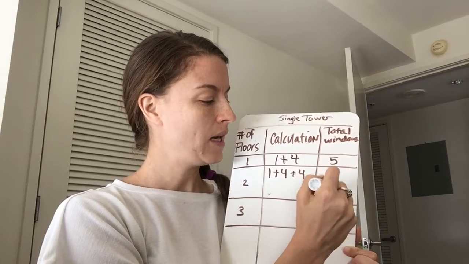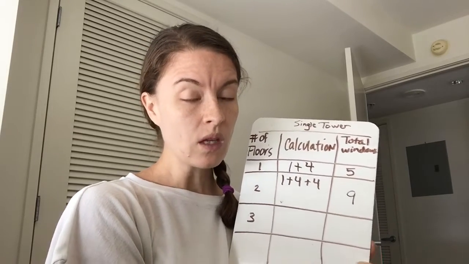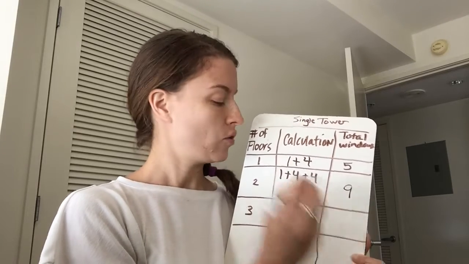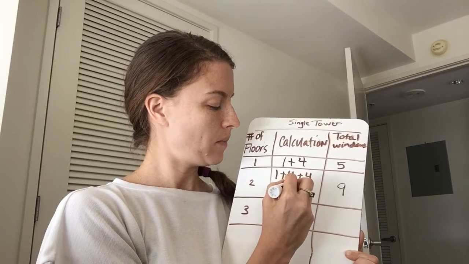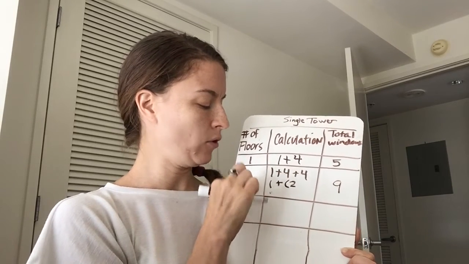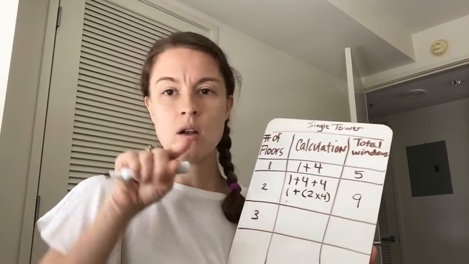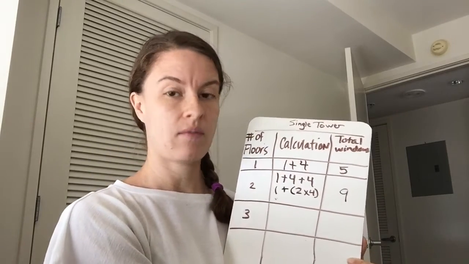That would give you 9. Maybe you use some multiplication. Okay, so where can we use multiplication? Okay, I see 2 4s here. So maybe you did 1 plus, and then you multiplied. We're on the second floor, and there's 4 side windows, right? 1, 2, 3, and 4 side windows every time, okay?